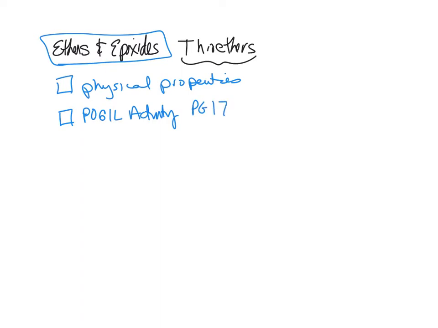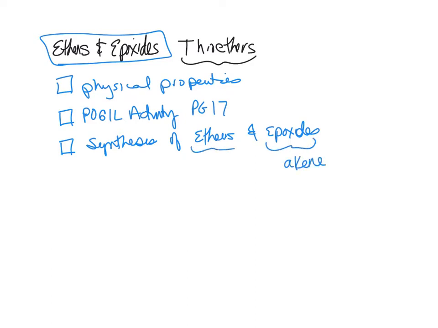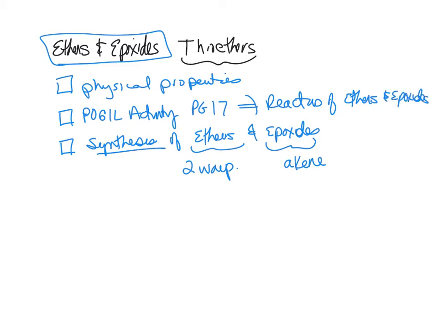PG17. Well, actually, before we do that, I will do synthesis of ethers and epoxides. And so you will see that we have one way from alkenes to make epoxides, and to make ethers we have two ways. So those are reactions to make ethers and epoxides, and then we'll do POGIL 17, which is the reactions of ethers and epoxides. And that'll conclude this chapter.